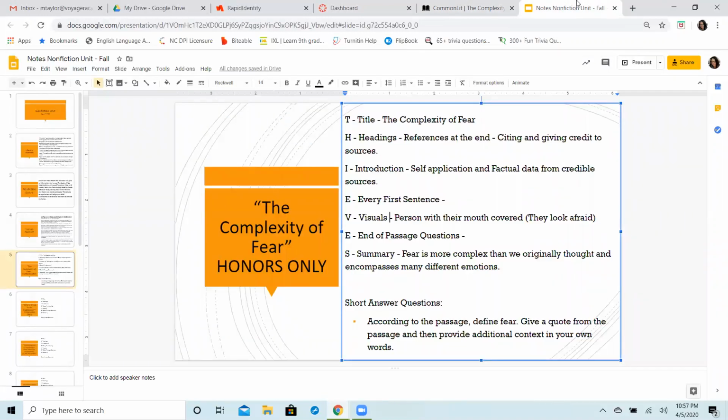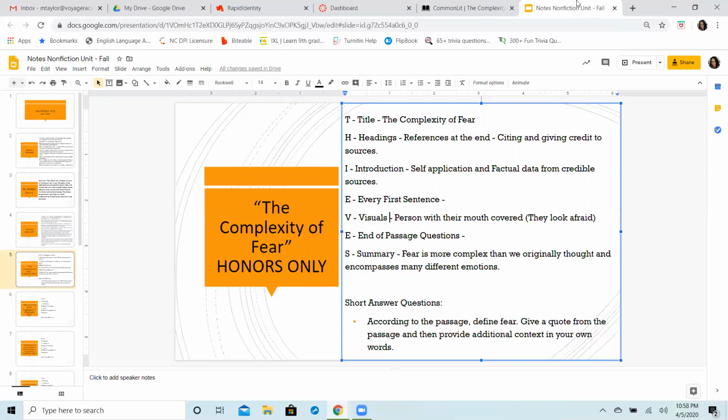So again, catching the reader's interest is part of that visual there, but also establishing connections. End of passage questions. We will get to those because we have a CommonLit to this. It does have end of passage questions, so we're going to discuss answering those a little bit. And then a summary. Overall, what is this article? What is it trying to accomplish?